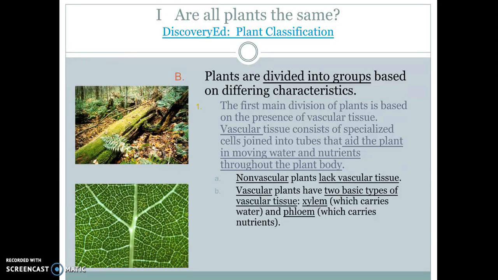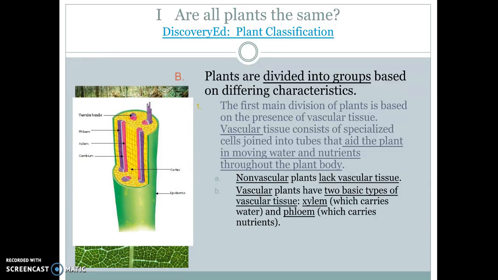Vascular tissue consists of specialized cells joined into tubes that aid the plant in moving water and nutrients throughout its body, the same way that your veins, arteries, and capillaries move blood, nutrients, and dissolved gases throughout your body. Non-vascular plants lack vascular tissue. Vascular plants have two basic types of vascular tissue, and you do need to know this for your EOC: xylem, which carries water, and phloem, which carries nutrients.